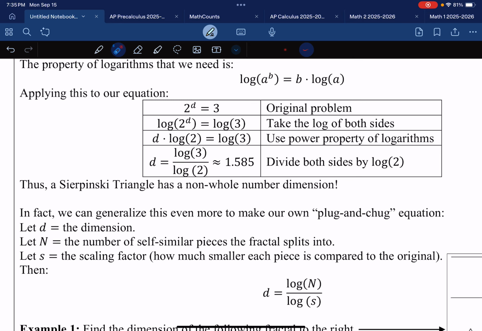There's no in-between. And if there is in-between, why do we have this yucky number that we have to round? Yeah, it's weird, but that's the whole idea behind fractional dimension.